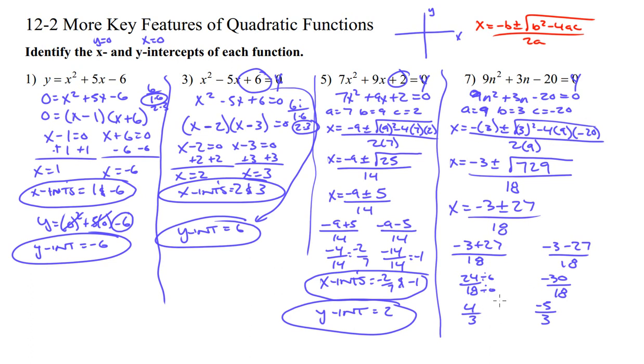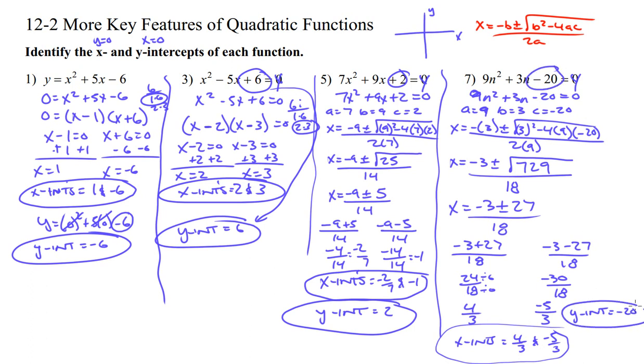So our x-intercepts are 4/3 and negative 5/3. And then our y-intercept is going to equal negative 20. Okay? All right, that's all we have for the 12-2 worksheet.